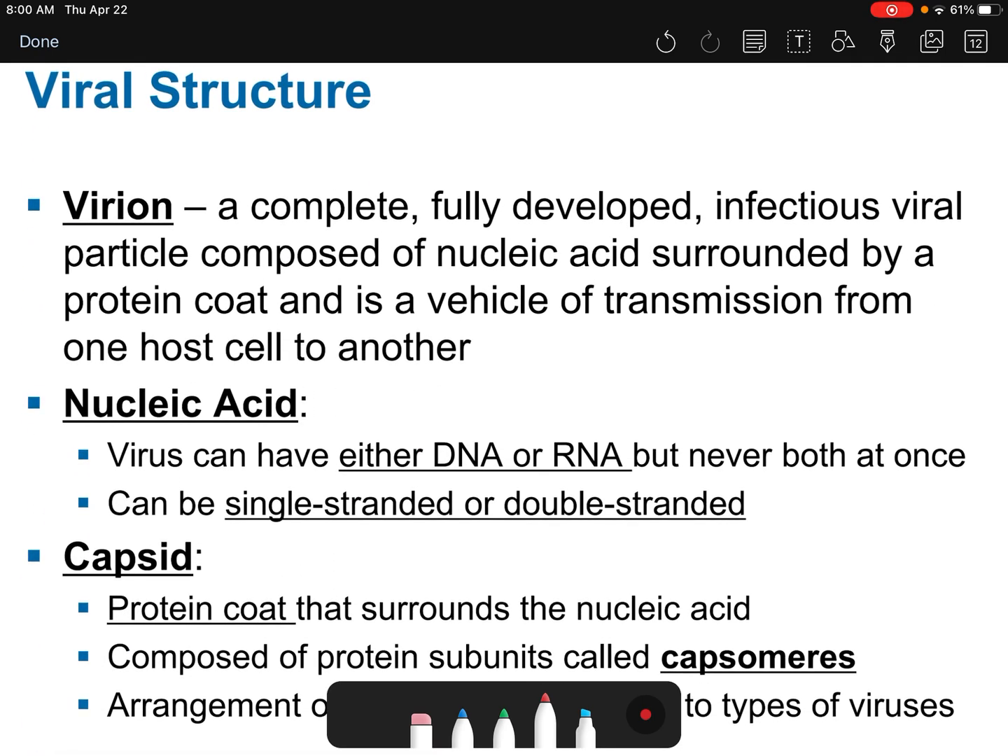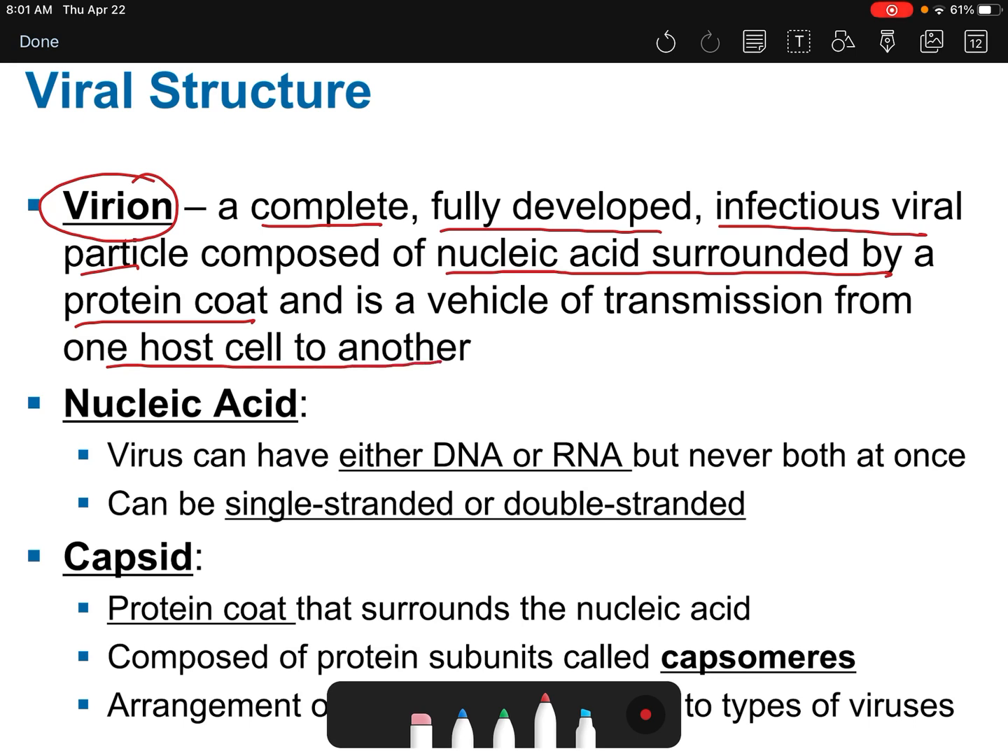When we look at viral structure, we use the term virion to basically mean a mature virus. It's a complete, fully developed infectious viral particle. It's going to have that nucleic acid surrounded by a protein coat. Once it's a virion, it's now ready to go from one host cell to another.